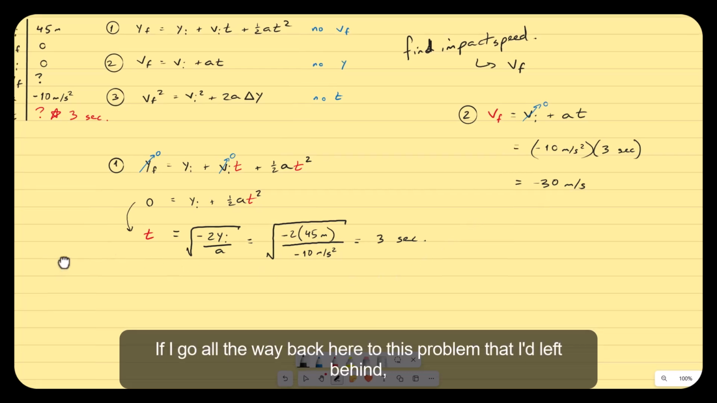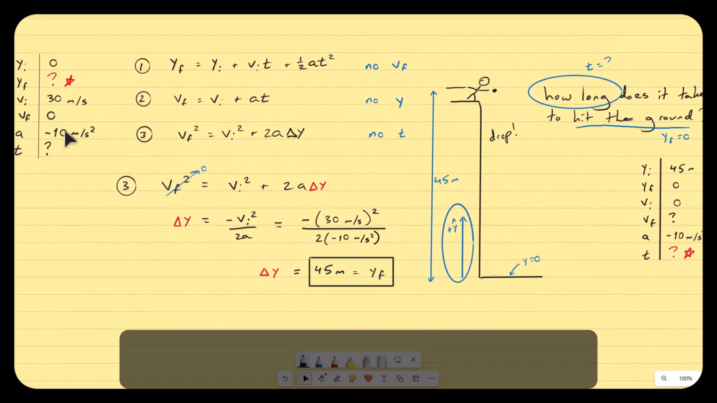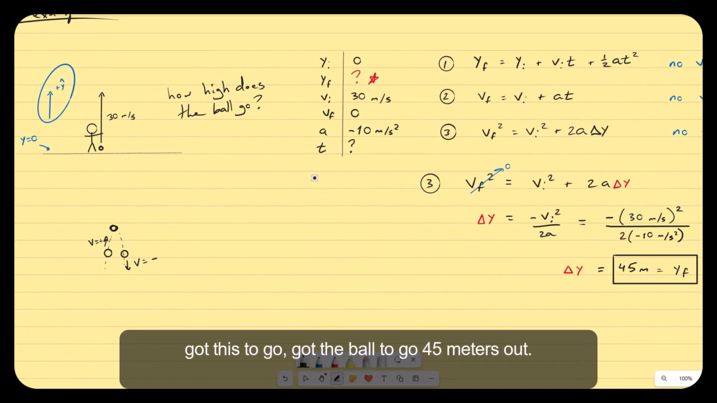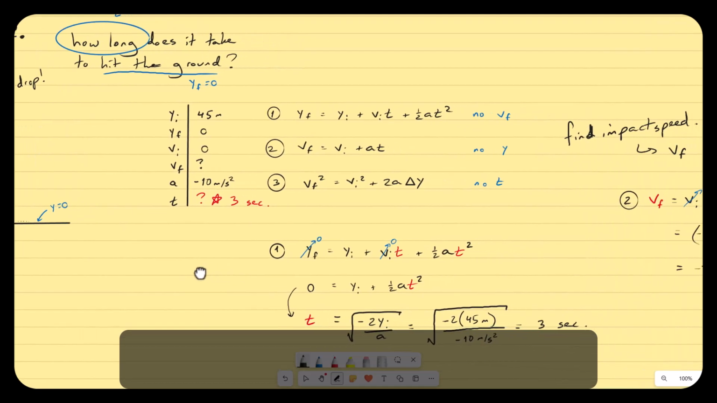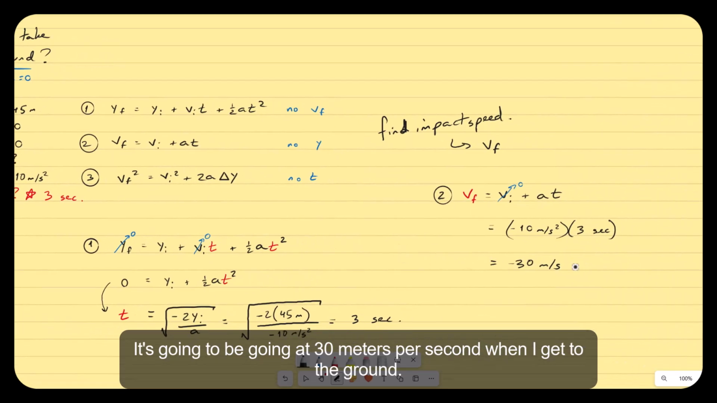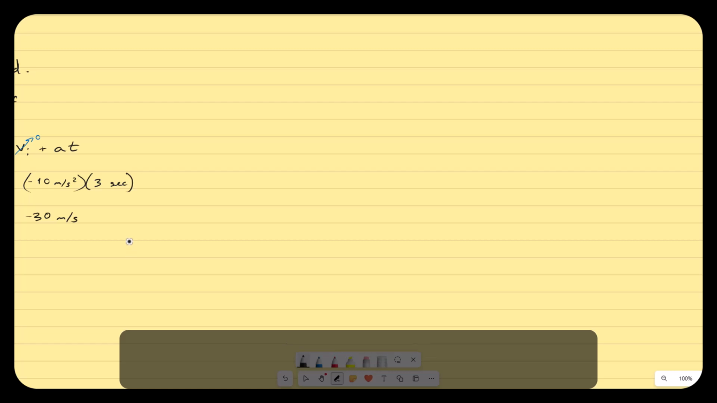If I go all the way back to this problem that I had left behind, giving this an initial kick of 30 meters per second from the ground got the ball to go 45 meters up. If I take the ball from 45 meters up and drop it, it's going to be going at 30 meters per second when I get to the ground. What that means is that this is a time symmetric case, and free fall will be.